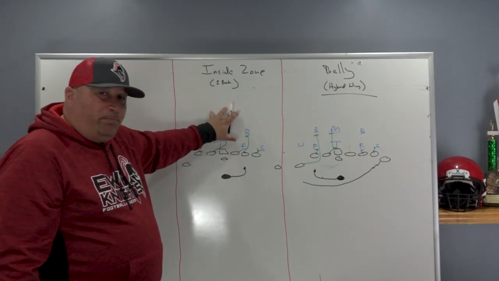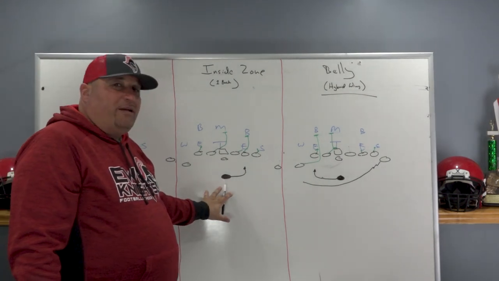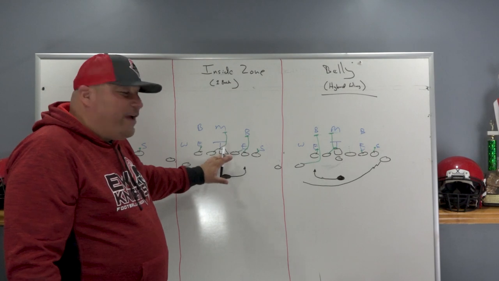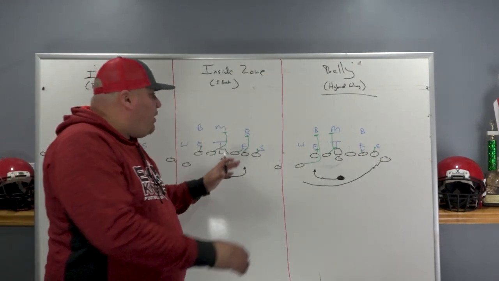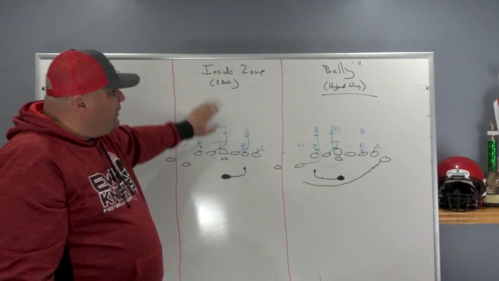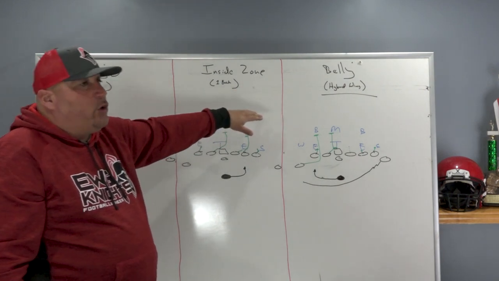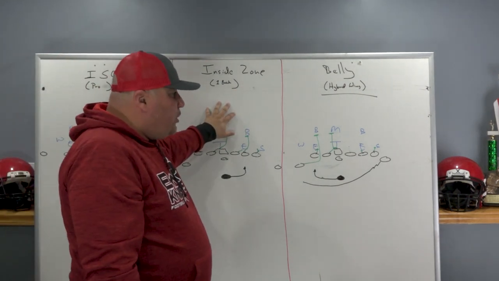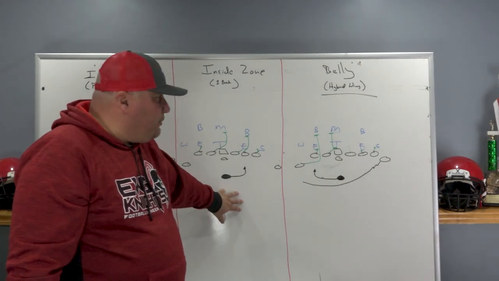The inside zone play, where it varies from the ISO play, is an option running play where we're trying to knock the defenders over the hole and into the linebackers and cut the defense off towards the play side, so we could have some bend back ability, or we could bang it in the avenue, or we could even bounce it depending on what the reactions of the defenders are doing. So this is a predetermined run play. This is an option style run play.